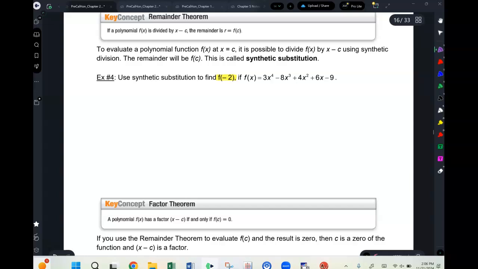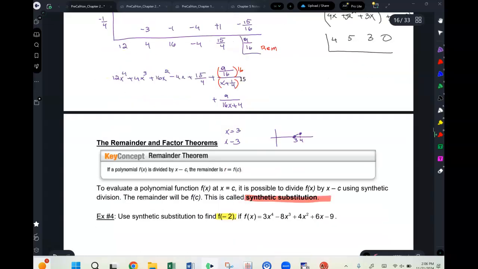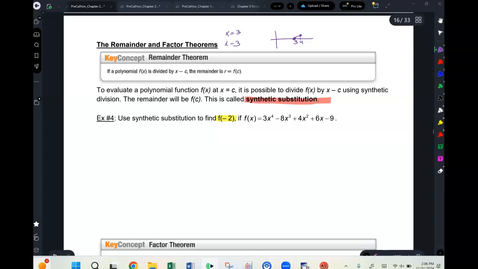So if you wanted to find f of -2, you could also do it by synthetic substitution. And this is called synthetic substitution. So let's try that, shall we? Of course, it makes sense. It's math. Ah, I love math. I do love math. Okay, so 3, -8, 4, 6, -9.